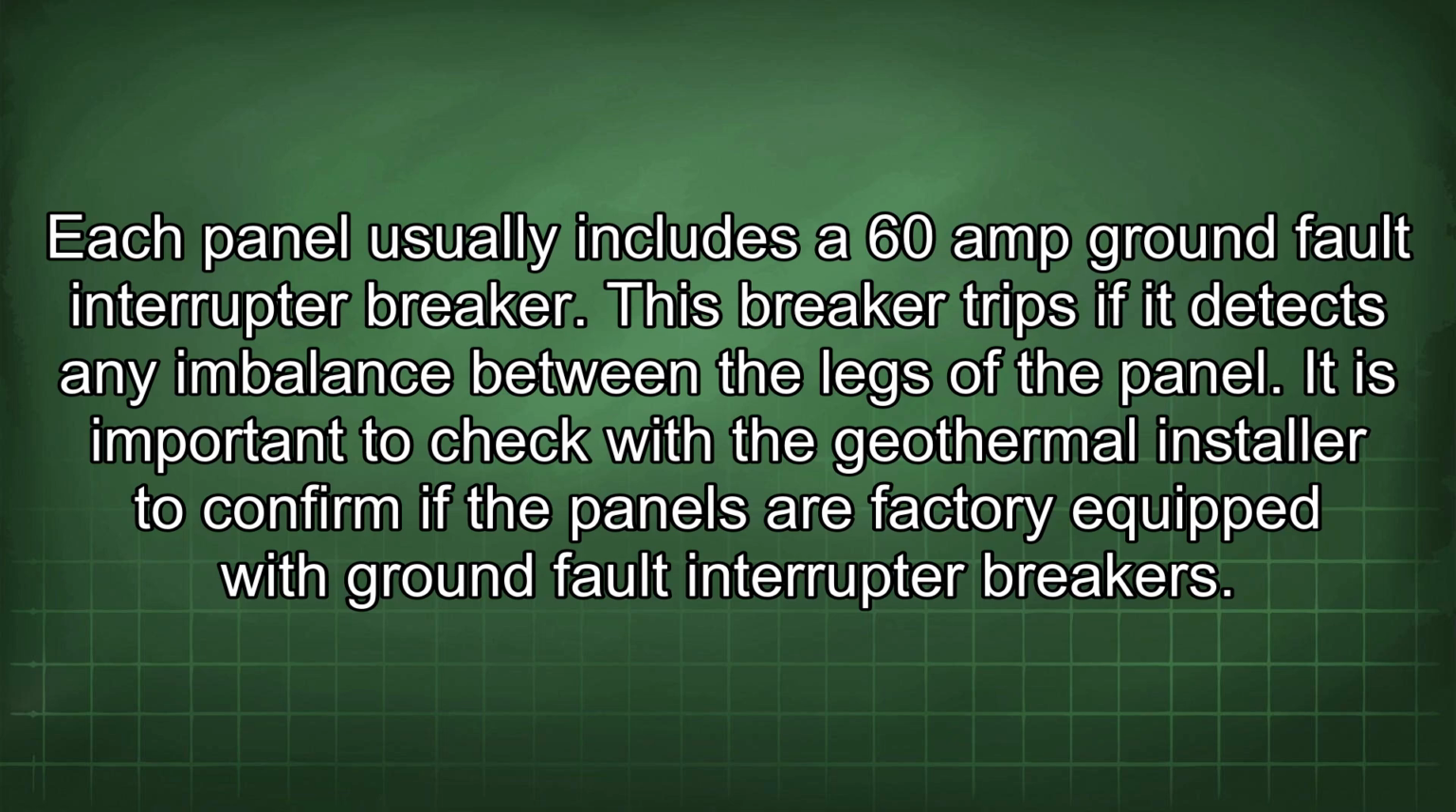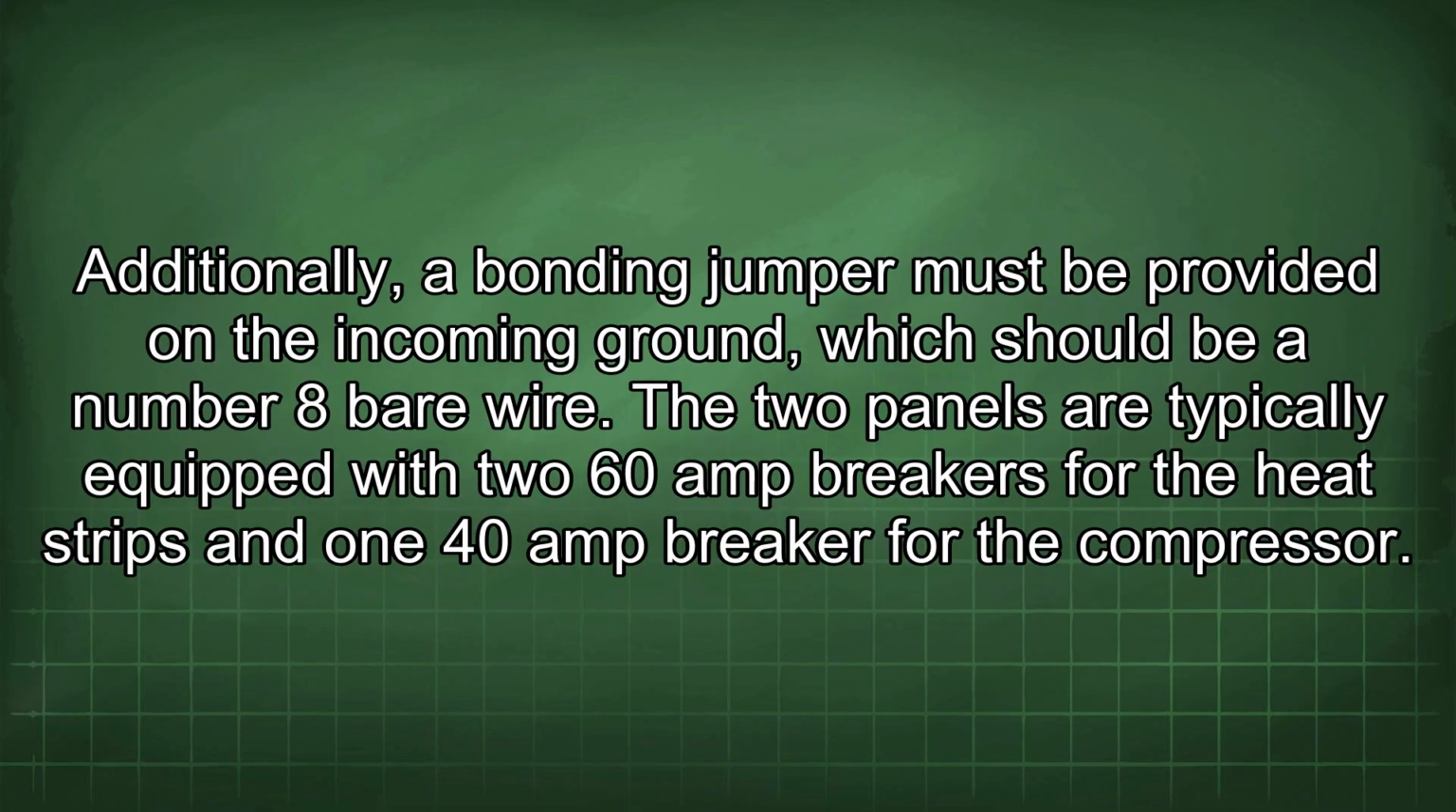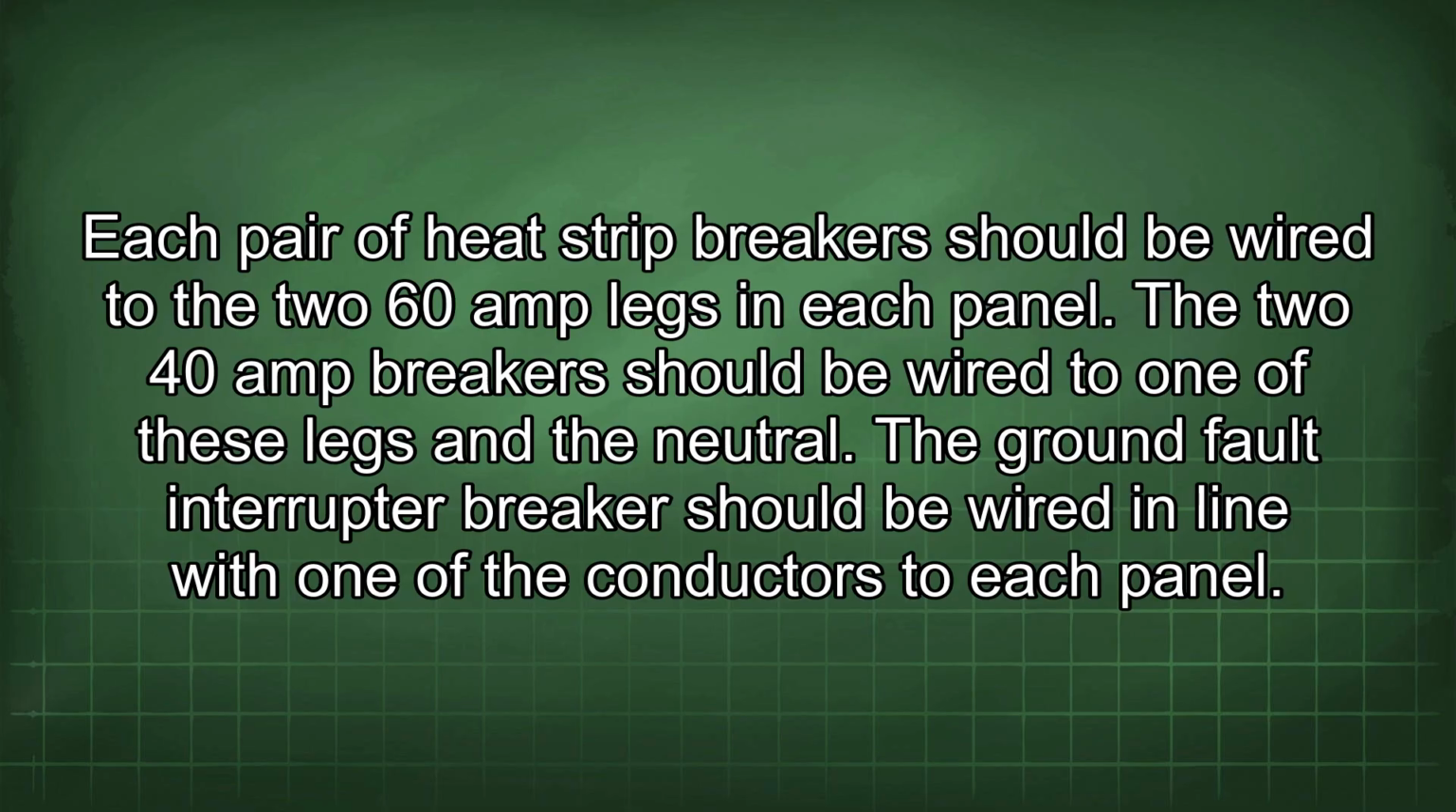It is important to check with the geothermal installer to confirm if the panels are factory equipped with ground fault interrupter breakers. Additionally, a bonding jumper must be provided on the incoming ground, which should be a number 8 barrel wire. The two panels are typically equipped with two 60-amp breakers for the heat strips and one 40-amp breaker for the compressor. Each pair of heat strip breakers should be wired to the two 60-amp legs in each panel. The two 40-amp breakers should be wired to one of these legs and the neutral.